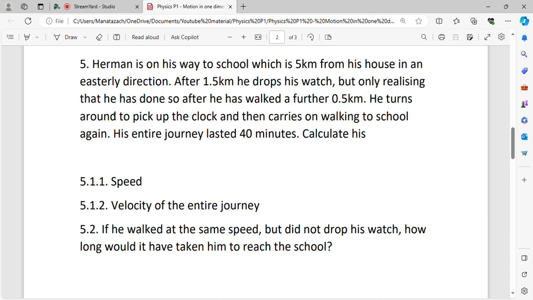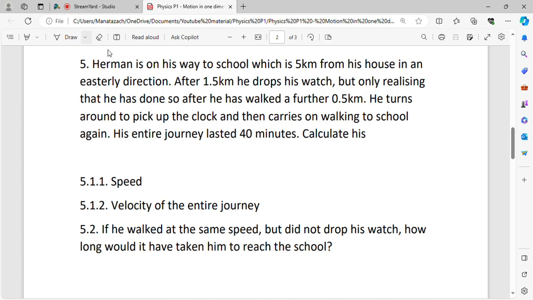Herman is on his way to school, which is 5 kilometers from his house in an easterly direction. After 1.5 kilometers, he drops his watch, but only realizes that he has done so after he has walked a further 0.5 kilometers. He turns around to pick up the watch and then carries on walking to school again. His entire journey lasted 40 minutes. Calculate, number 1, his speed.